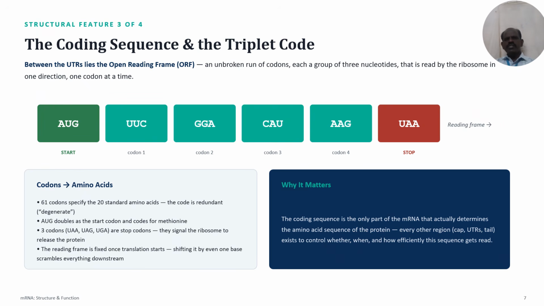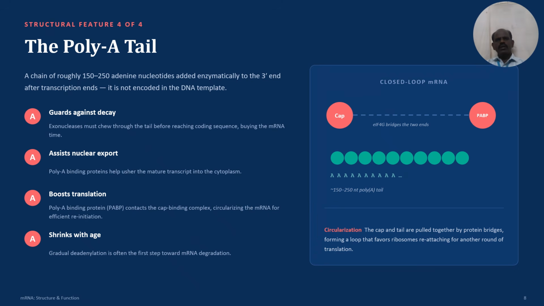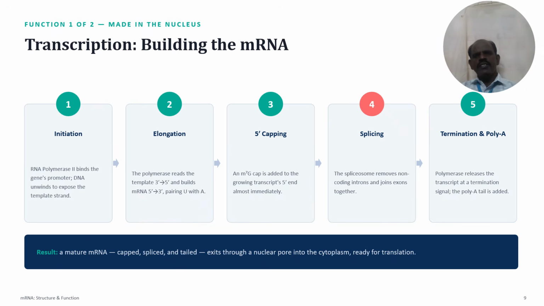This is the coding sequence and the triplet code: an unbroken run of codons, each a group of three nucleotides, read by the ribosome in one direction, one codon at a time. The poly A tail is a chain of roughly 150 to 250 adenine nucleotides added enzymatically to the 3' end. It guards against decay, assists nuclear export, boosts translation, and shrinks with age.